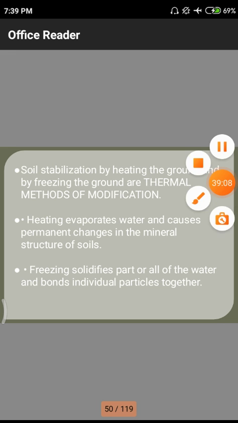Next we have 3 points. Soil stabilization by heating the ground, by freezing the ground, by using different thermal methods. Thermal methods means normally we apply different kinds of thermal additives in the particular soil, so that automatically by absorbing sun rays and others they will burn. Automatically the water will be evaporated, up to a particular level only. These thermal methods are suitable. Next one, heating evaporates water and causes permanent changes in the mineral structure of soils. Whatever the previous point I told belongs to that.